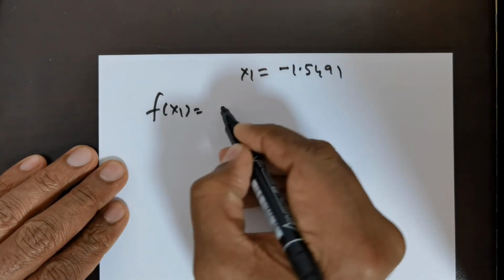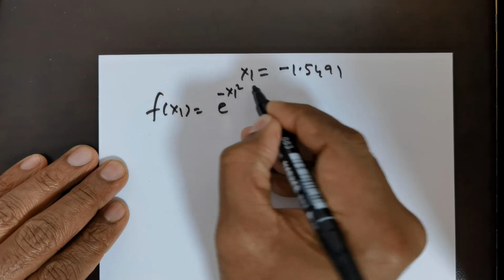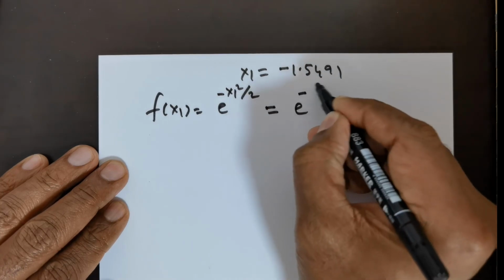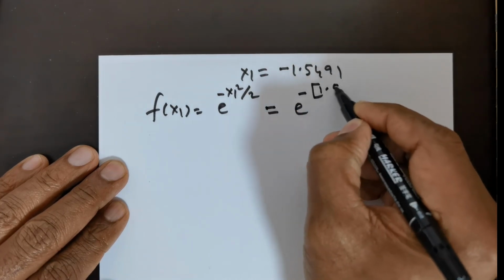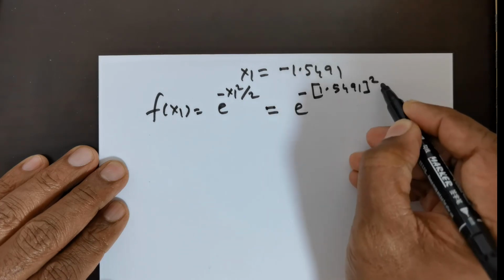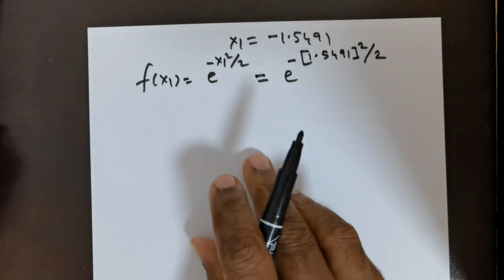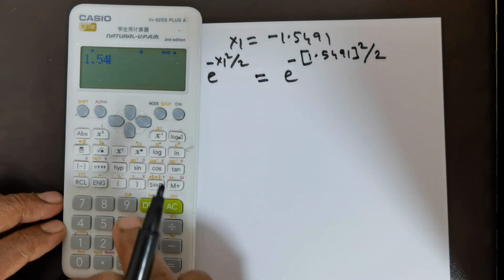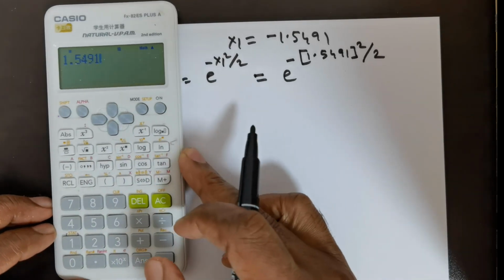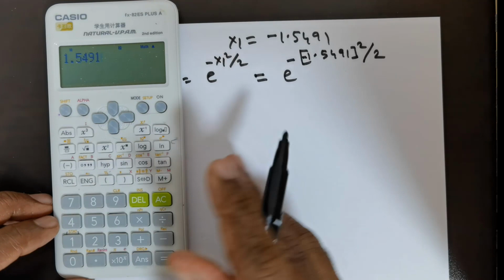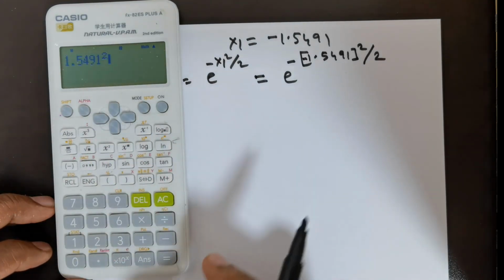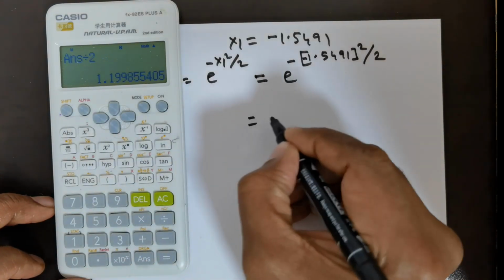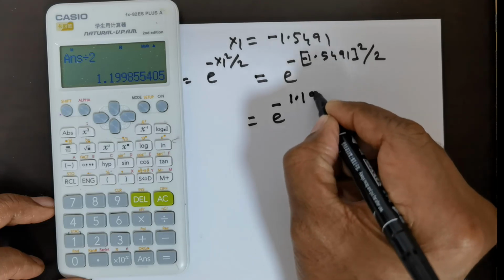Now f of x1 is equal to e raised to the power of negative x1 squared divided by 2. So this is equal to e raised to the power of negative 1.5491 raised to the power of 2 and divided by 2. This is negative, but it doesn't matter, you square it and everything becomes positive. So you take the square of this, divide by 2, and you get e raised to the power of negative 1.1999.